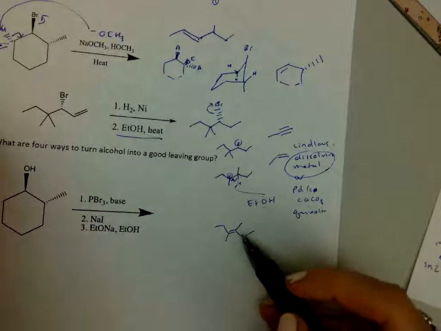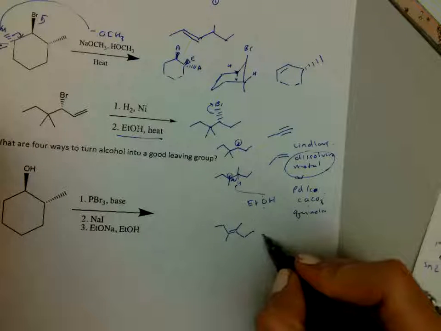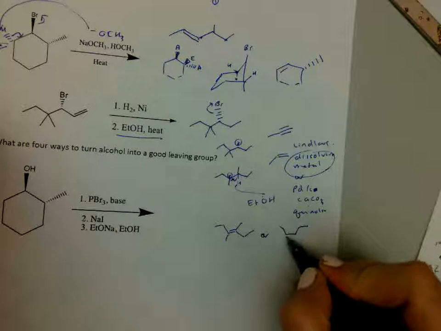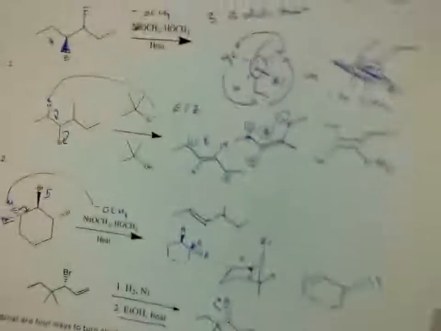So it'll either give you this or it'll give you the opposite, the Z. You could get this or you can get this. If there's a multiple choice question, only one right answer would be there.